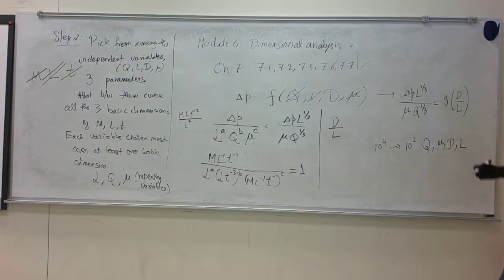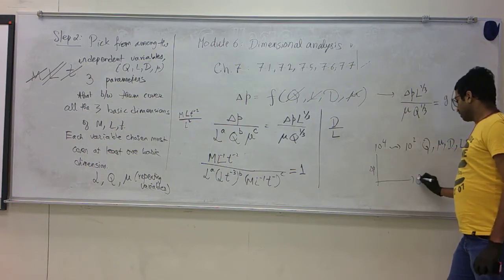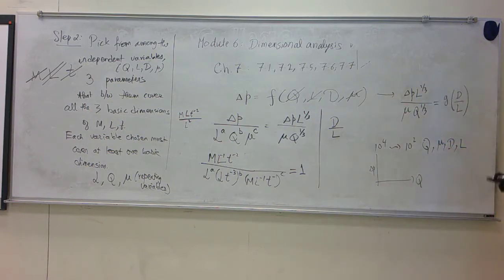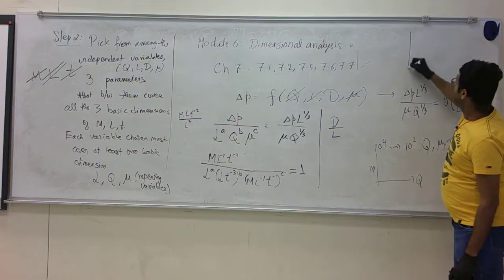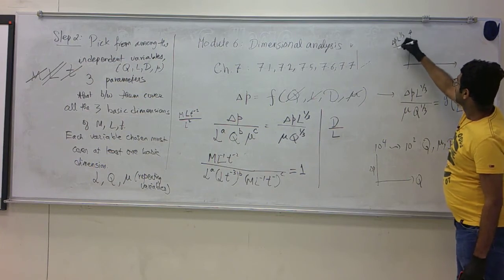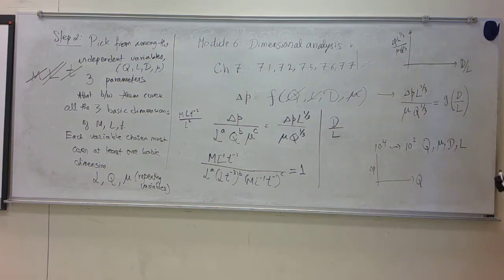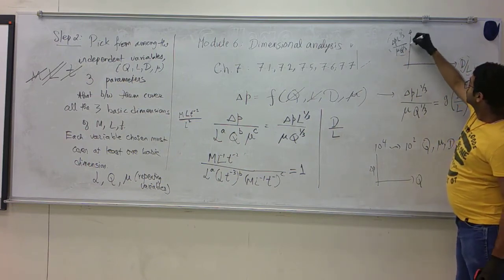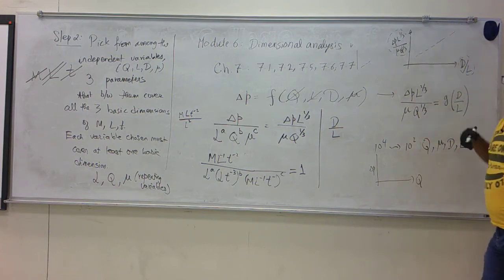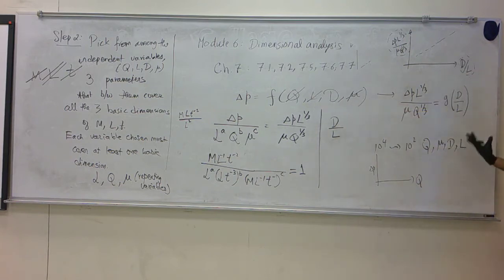To plot your data, instead of plotting it as simply delta P versus something like Q or mu or D or L, what you should be plotting is delta P L to the 1/3 divided by mu Q to the 1/3 as a function of D over L. What that means is you can vary any one of the four. You will automatically get a new value for D over L and for this parameter, and you would just get a graph that looks universal, independent of each variable, but it is a collection of all the variables.